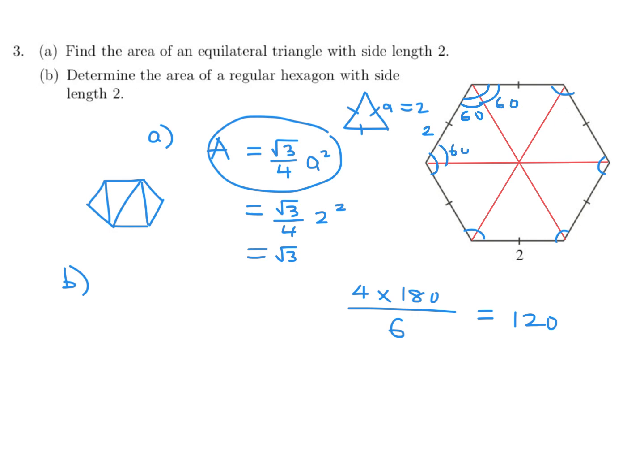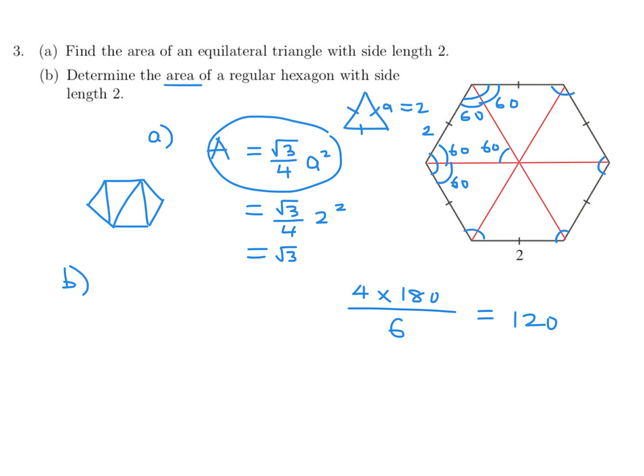This is 60, this is 60. And then because this angle is 180 minus the other two, that one's 60. So since all the angles of each triangle are 60, it's equilateral. So that's another way you can prove it. Okay, so what were we trying to do here?